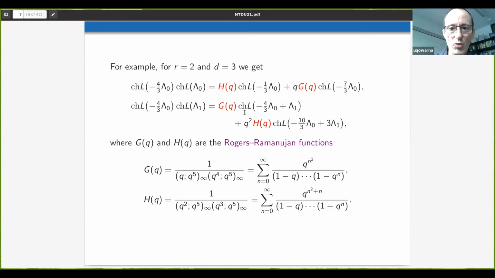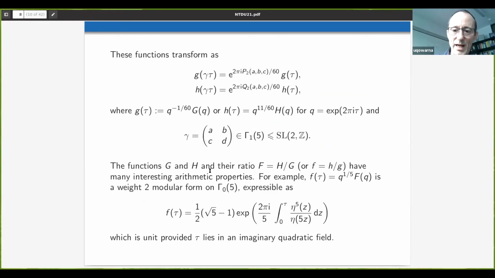The ratio of this G and H, you can express this really, really nicely in integrals over the Dedekind eta function. And for example, these functions are algebraic units in some imaginary quadratic field. So there's a lot of arithmetic things you can say about these things.